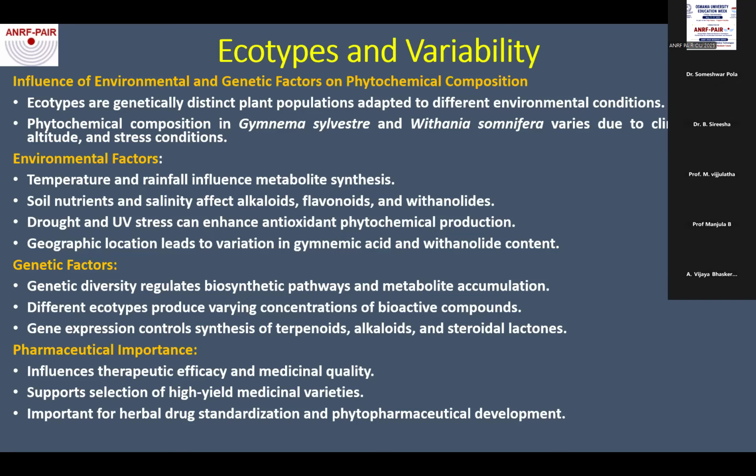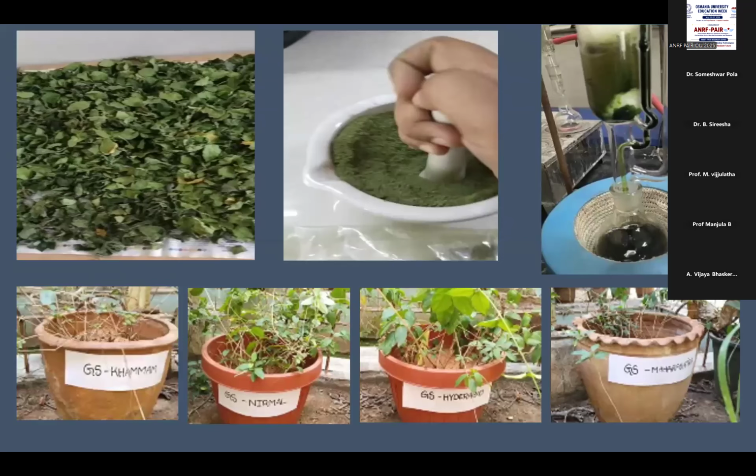So with this key idea, we have chosen this, and we'll apply various techniques, particularly the DNA barcoding technique, to identify our genetic variations. And so far, we have collected these, shade dried and powdered them, and put them for successive extraction. Thank you, ma'am, for giving this opportunity.